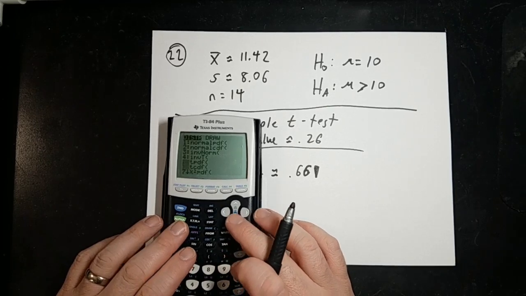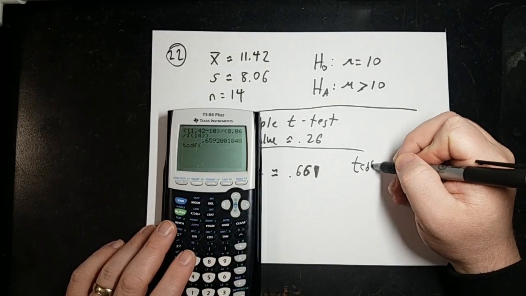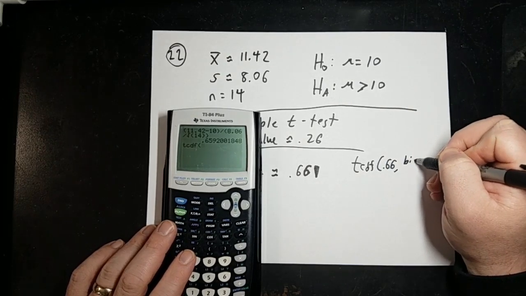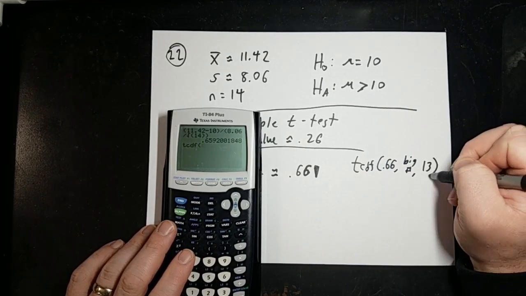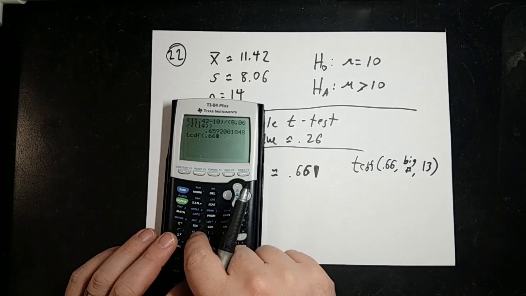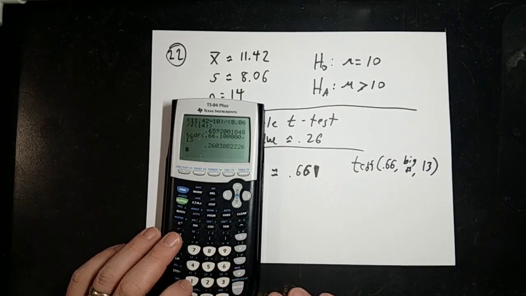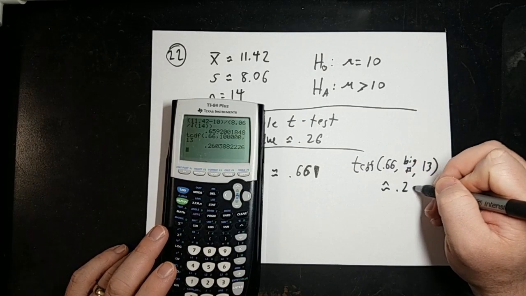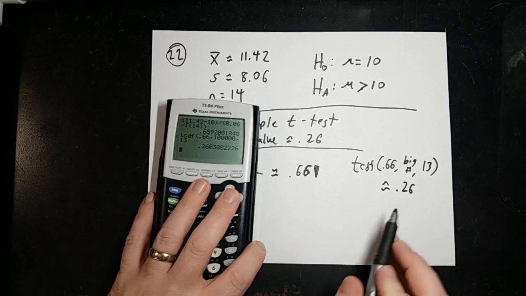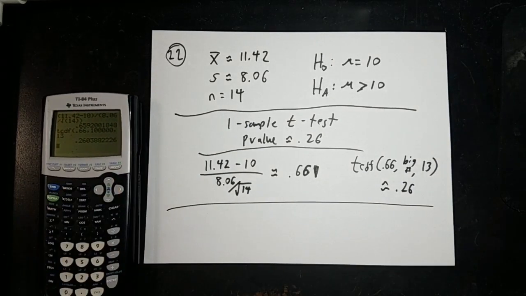If you were going to go tcdf, you would go 0.66, comma, big number, comma, the degrees of freedom. And it gives us a p-value of approximately 0.26. But again, not a lot of people are going to do that. Not at all. If you're on the AP test, it is perfectly acceptable to just say, well, I used this particular website, the Matt Bognar website for inferences from mu, because I want to show you visually what that would look like.